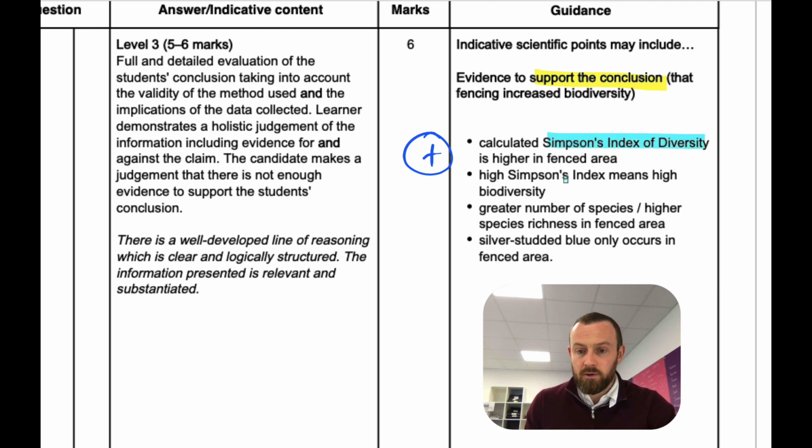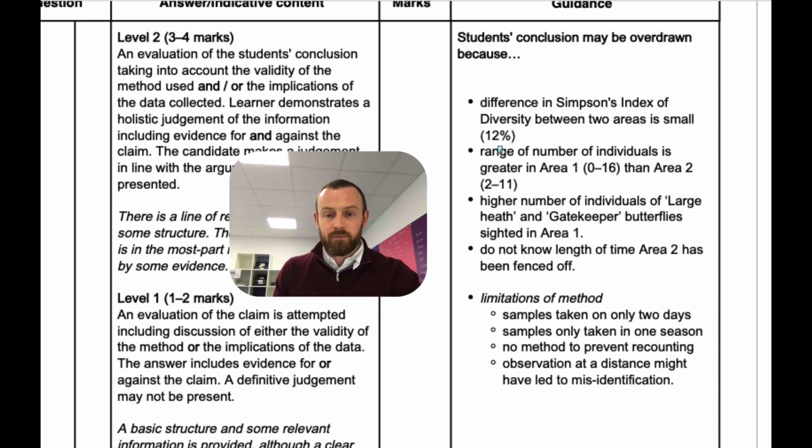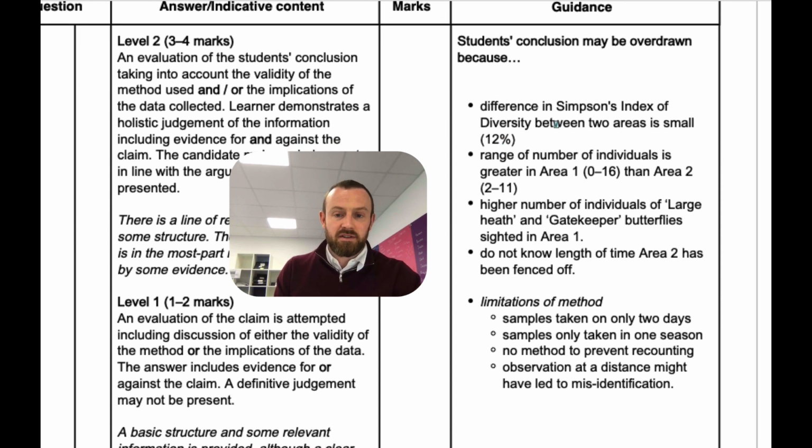Change color, sorry, I don't like that one. You could actually get a mark just for saying this: high Simpson's index means high biodiversity. Greater species richness and greater species evenness. You might have also been able to say just that the silver-studded blue only occurs in the fenced area. So those are positives, and we were looking for you maybe to say 2 or 3 of those things. What about kind of negatives?